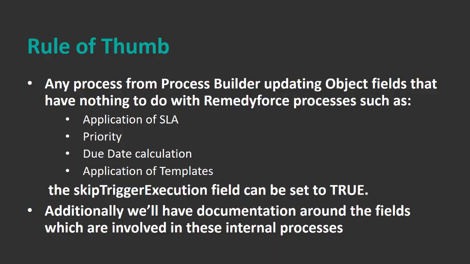The rule of thumb should or can be that if you have a process from Process Builder that is updating object fields that have nothing to do with application of SLAs, setting priority, due date, impact or drive due date calculation, or application of templates, then the skip trigger execution field can be set to true and you can reduce the number of SOCL queries being called. We'll also have additional documentation around the fields that are involved in the Remedyforce internal processes so you can better understand the boundaries.